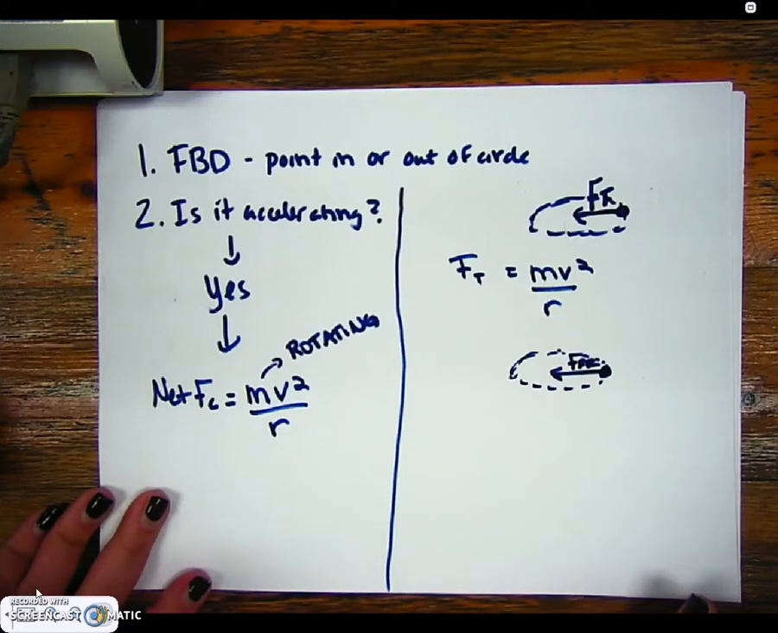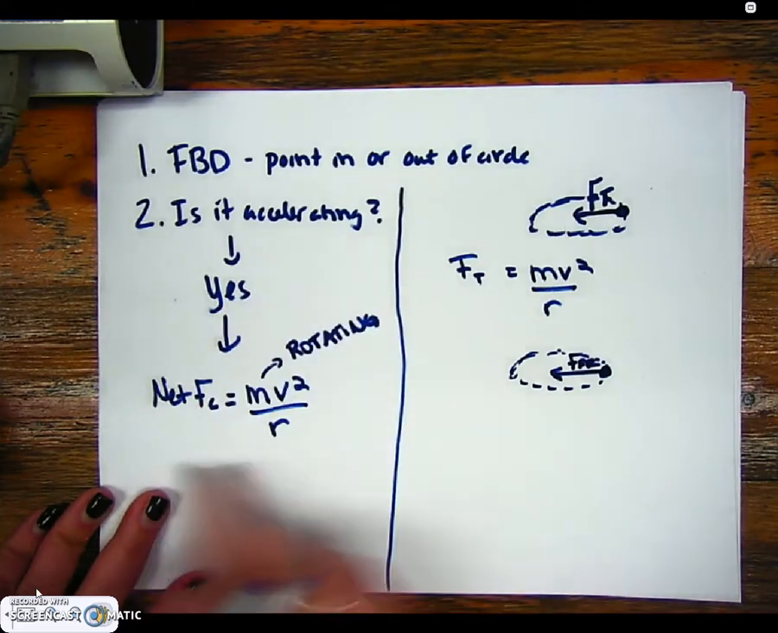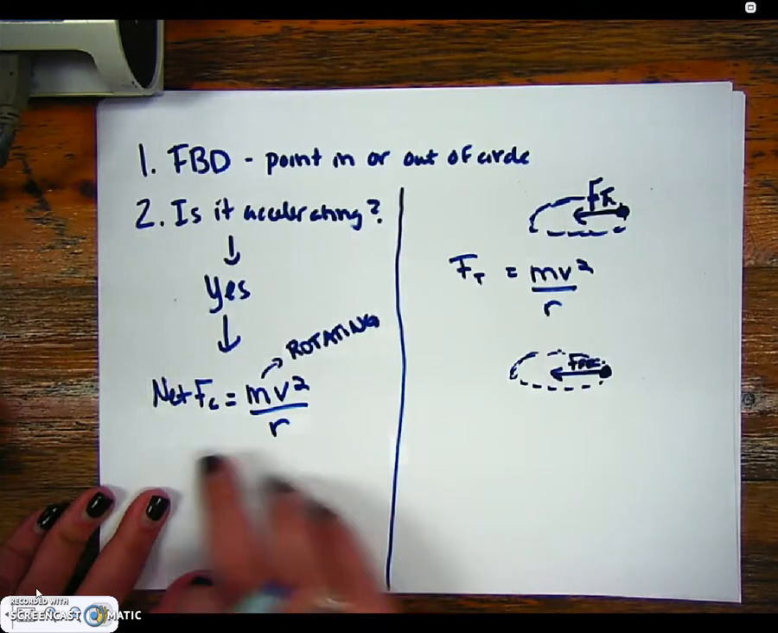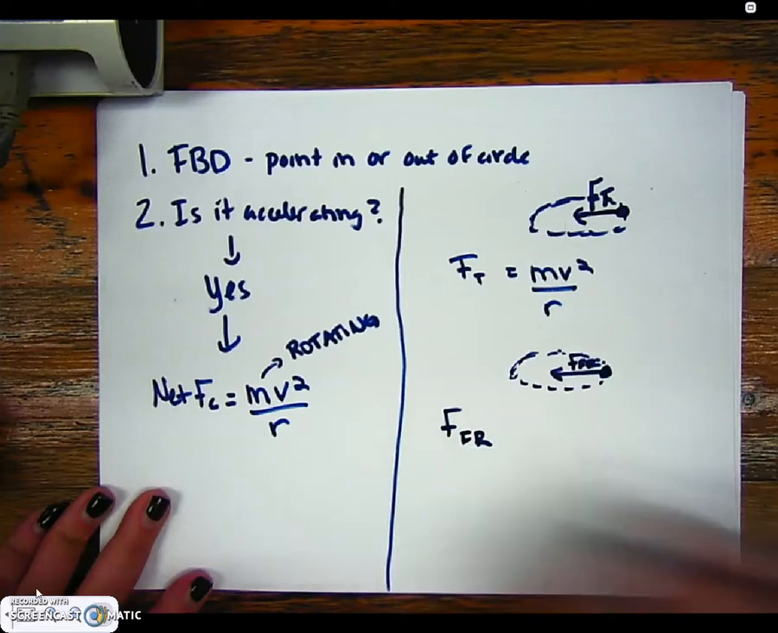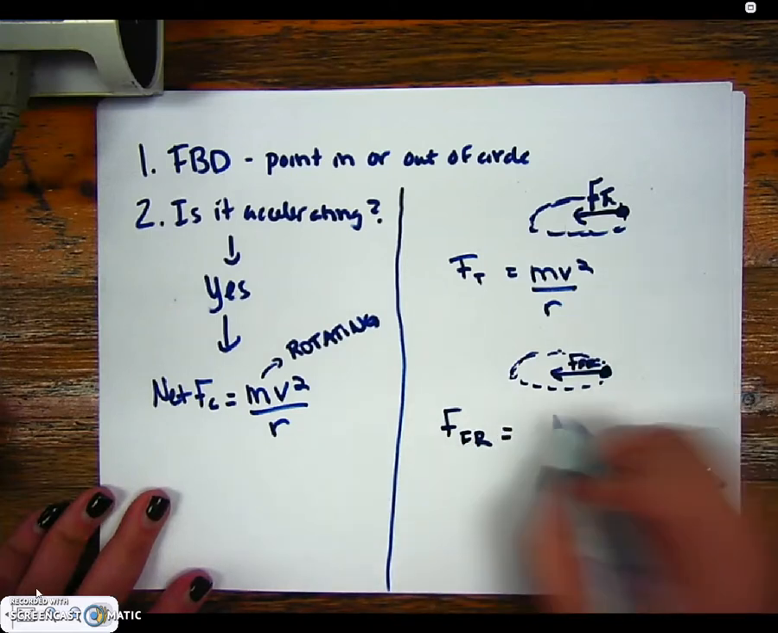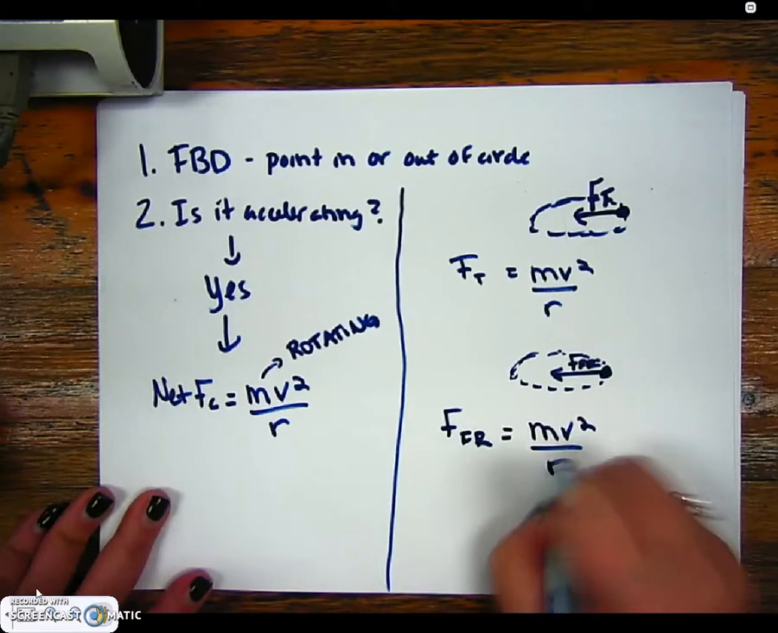Here's my free body diagram. So now, is it accelerating? Yes. So I just do my sum of all forces equation. There's only one force. It is the force of friction, and that is equal to mv squared over r.